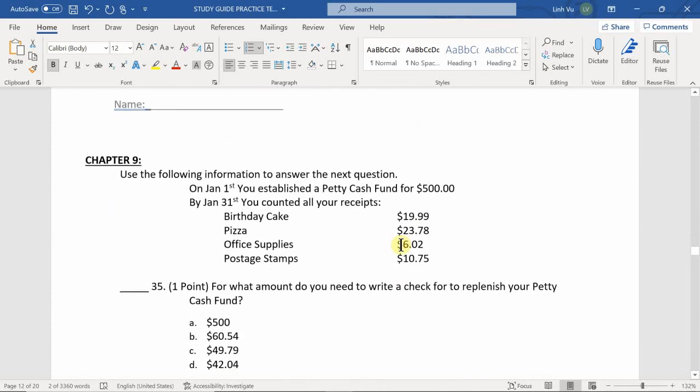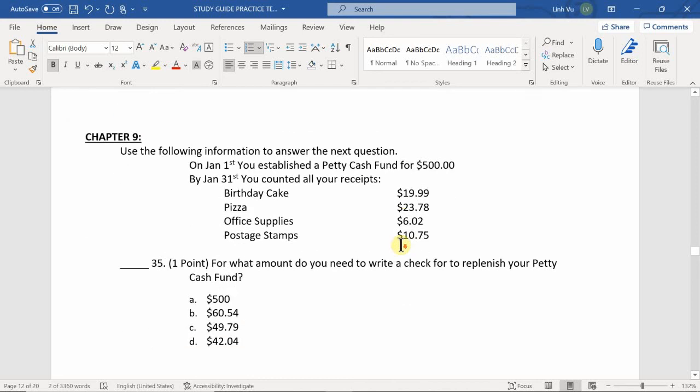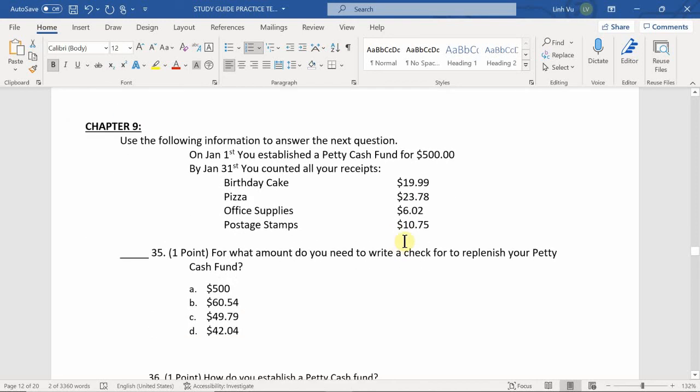All right, so we have a couple more chapters left. We have chapter 9. This is going to be an example in your exam where you have a list of expenses and the equation here. The scenario says use the following information to answer the next question. On January 1st, you established a petty cash fund for $500. Then on January 30th, you counted the total receipts.